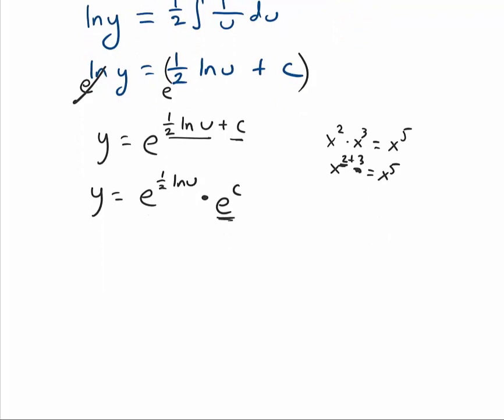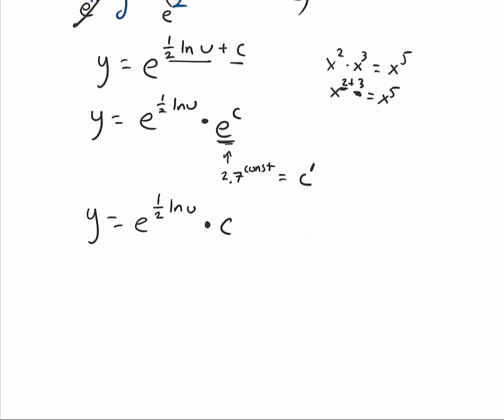Now, e to the c is just another constant. It's 2.7, which is a constant, to the power of a constant. So this is just like a new c. Sometimes they'll call it c prime or just still c. So I'm just going to say this is e to the 1/2 ln of u times c. If you want to call it c prime for a new c, you could. Or c2, something like that.